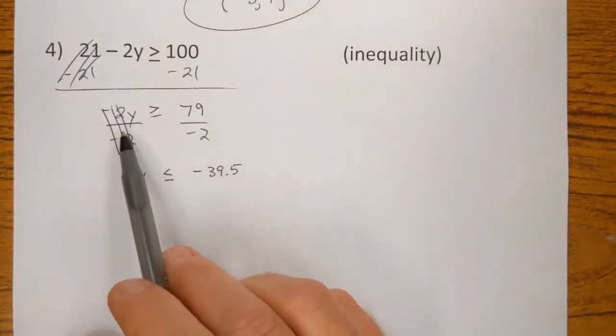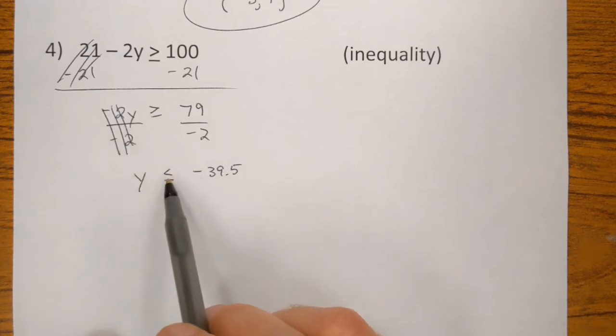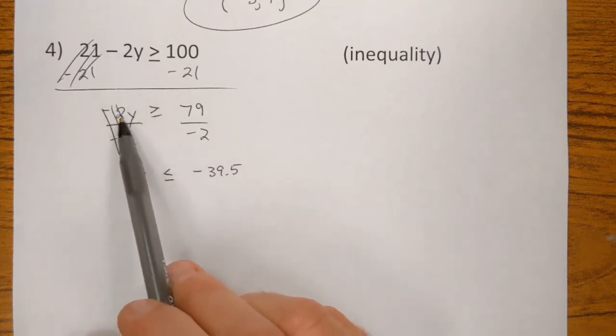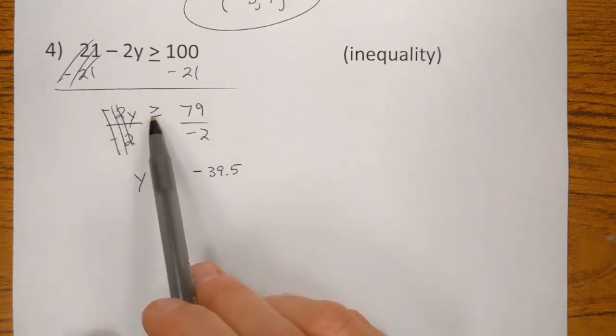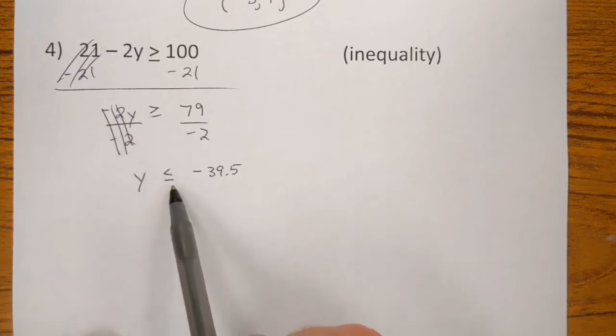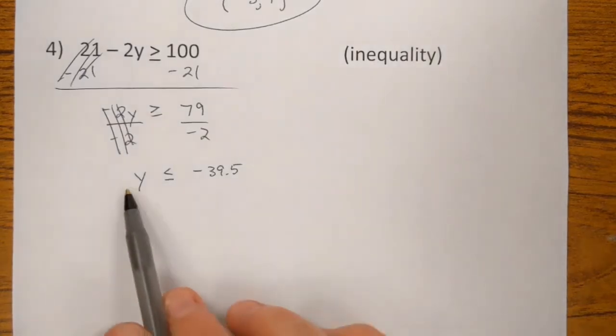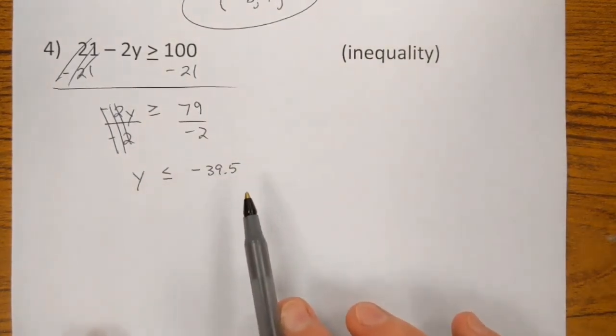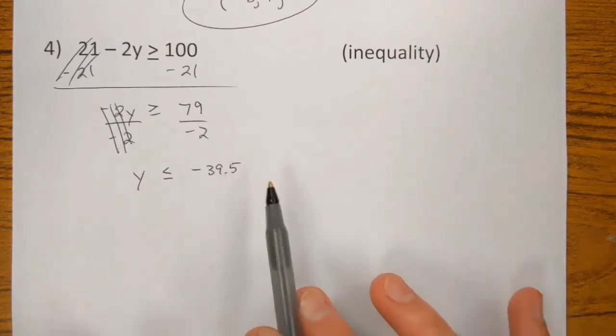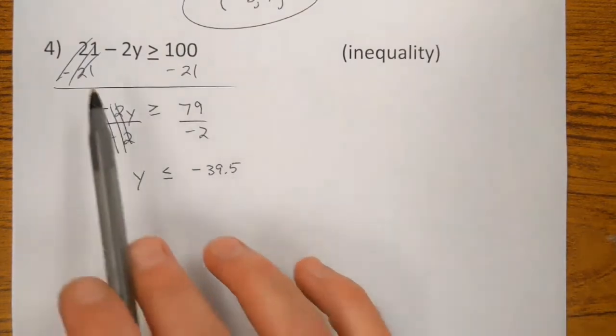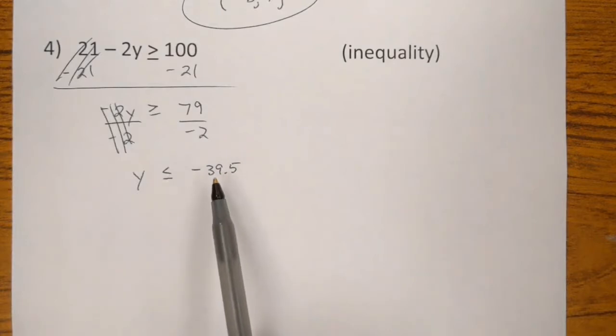So if you ever have to divide by a negative coefficient, that's when you'd flip the sign. Now, by the way, if this would have been a positive 2, the sign would have stayed the same. But because it's a negative 2, this sign gets flipped. Now, what does this mean? This means that this is an infinite set. There are infinitely many numbers that would make this inequality true.